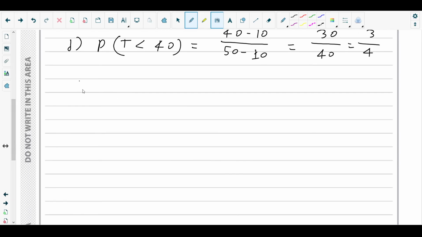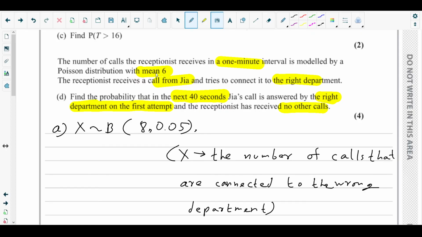So the probability of the right department is 0.95. Done. We got the probabilities for the two independent events. The last one is that no other calls have been received in the next 40 seconds.